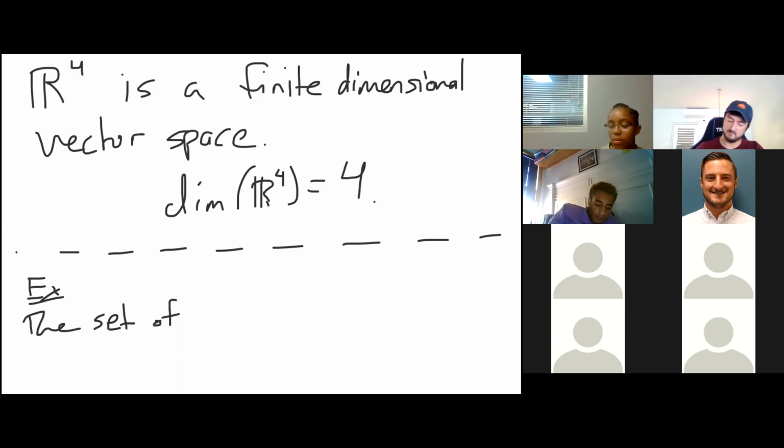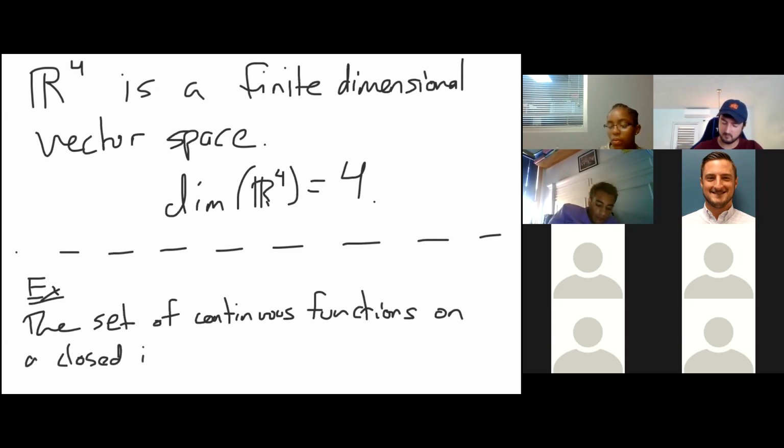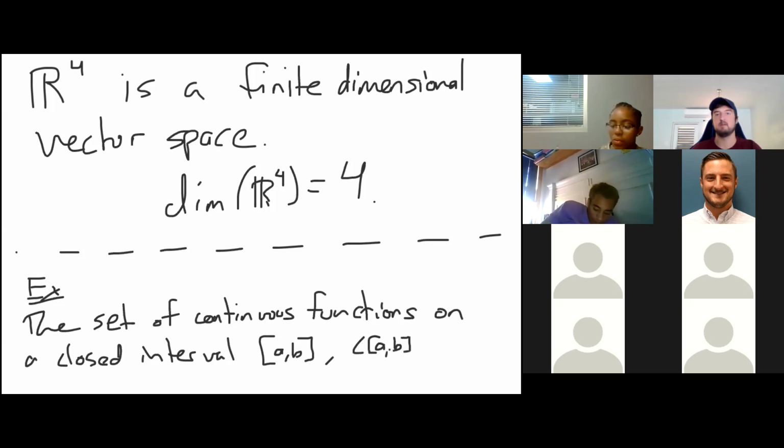Oops, let me rewrite that. Continuous functions on a closed interval. You'll usually see this written as C of A B, with that capital C representing continuous. I'm going to underline it in blue here. This is the notation we use to say, hey, this is the set we're talking about, so I don't have to write out continuous functions on a closed interval AB every time. But this is an infinite dimensional vector space.